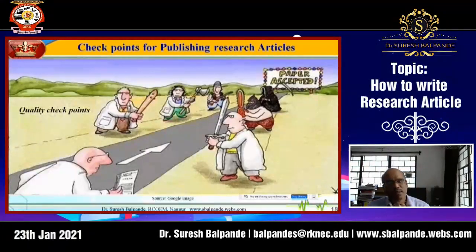Now, publishing a research article is not an easy job. This picture reveals many things. This cartoon picture doesn't mean that they are there to reject your paper, not like that. It reveals that there are multiple quality checkpoints, because a good publisher or good journal like IEEE, Elsevier or Springer has very strict quality checkpoints. And once you are through all the checkpoints, then your paper is accepted.